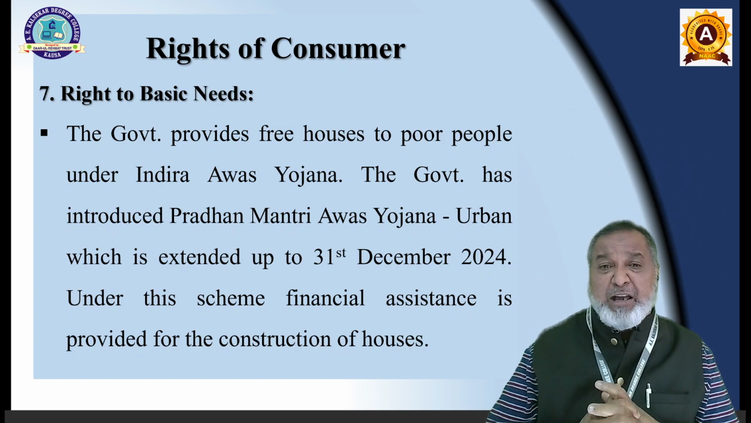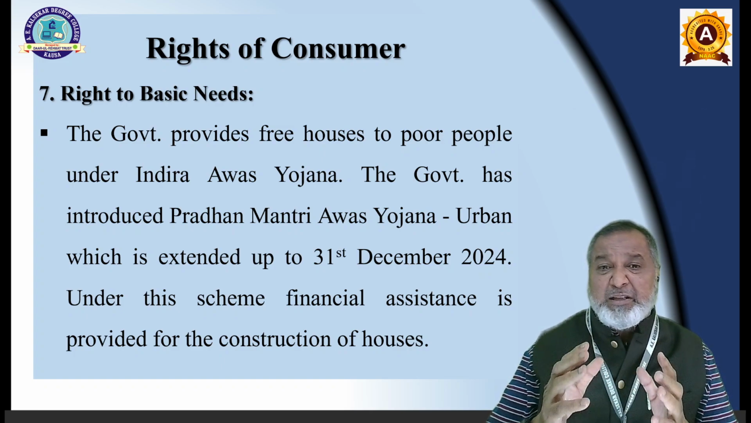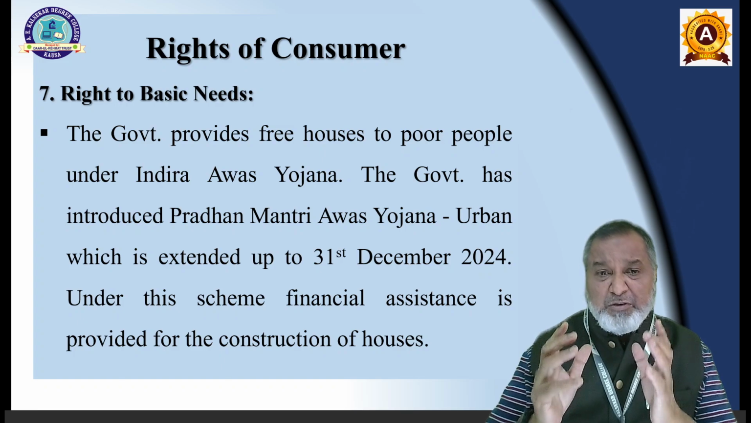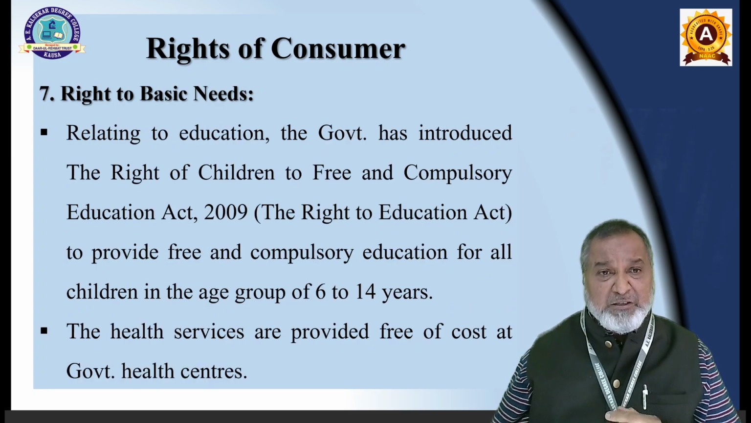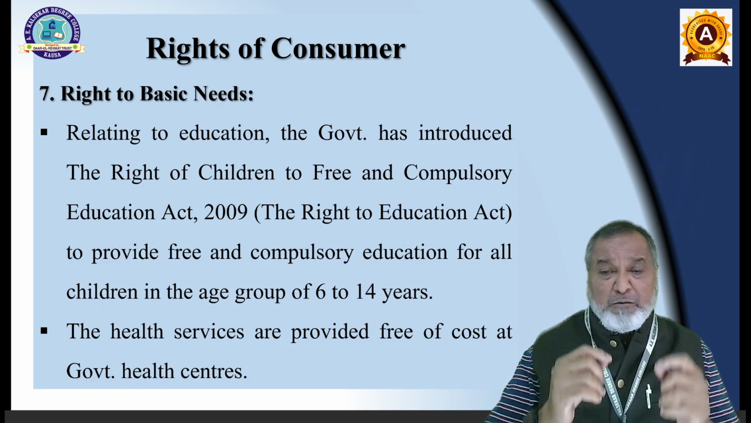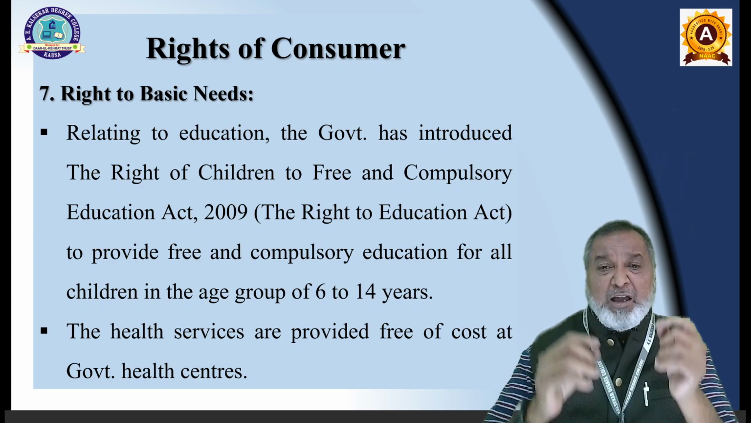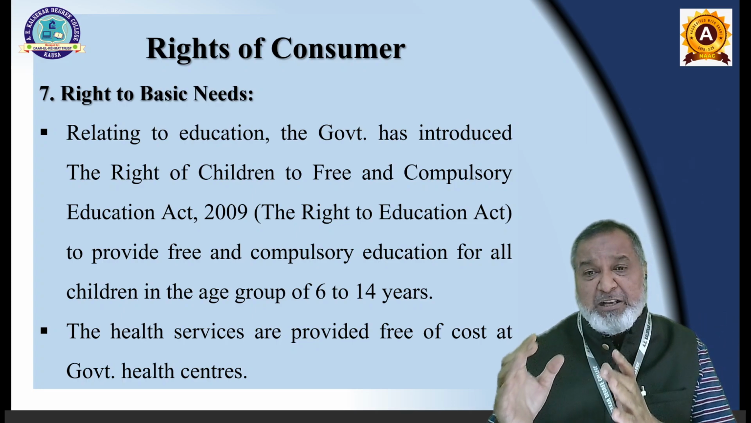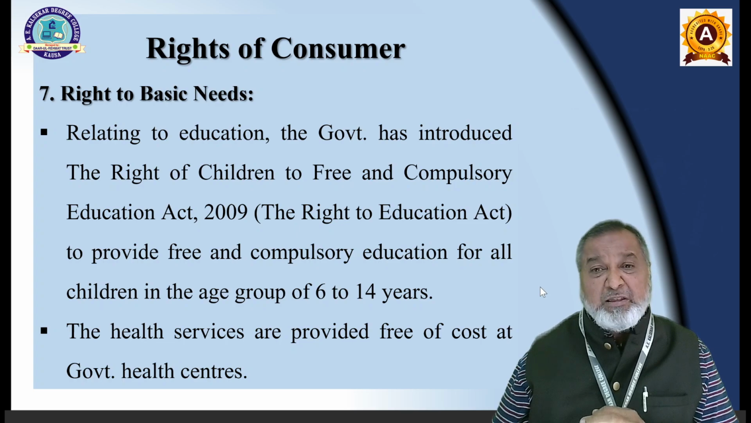The government provides free houses to poor people under Indira Awas Yojana. The government has introduced Pradhan Mantri Awas Yojana, Urban, which is extended up to 31st December 2024. Under this scheme, financial assistance will be provided for the construction of houses. Related to education, the government has introduced the Right of Children to Free and Compulsory Education Act, the Right to Education Act, to provide free and compulsory education for all children in the age group from 6 to 14 years, that is up to your 10th standard. Health services are provided free of cost at government health centers.